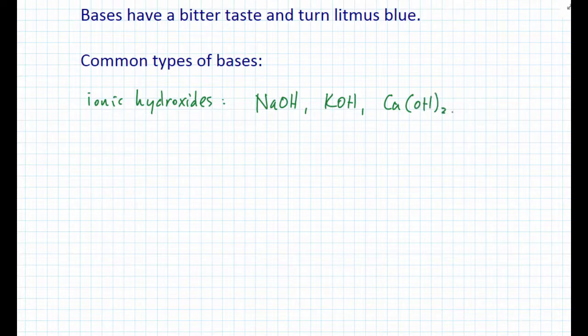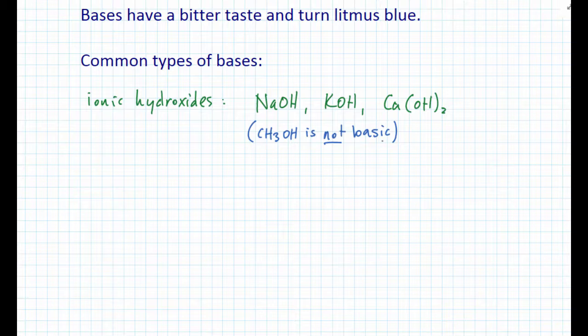And because hydroxide is 1 minus, you have to balance it with the cation. That's why it's got Ca(OH)2. As an aside, something like CH3OH is not basic, because that is not an ionic hydroxide. That is an organic compound with an OH group on it.